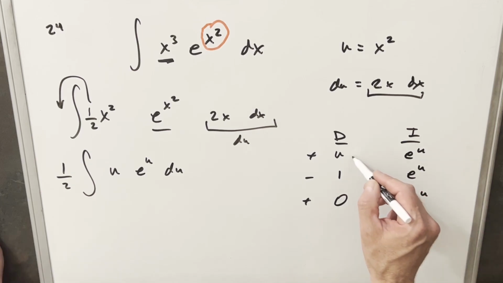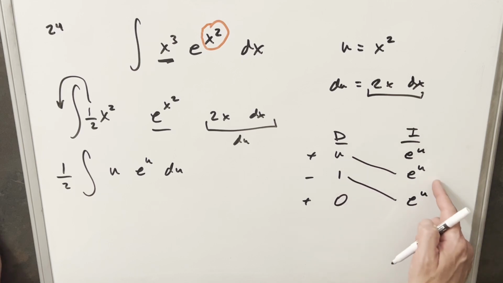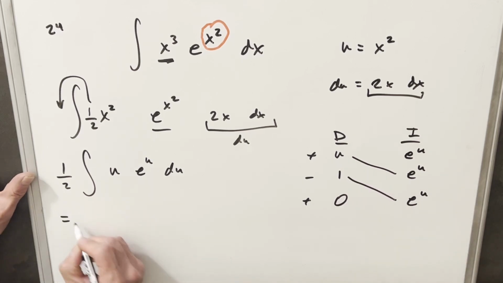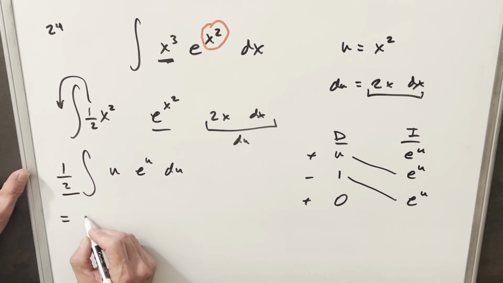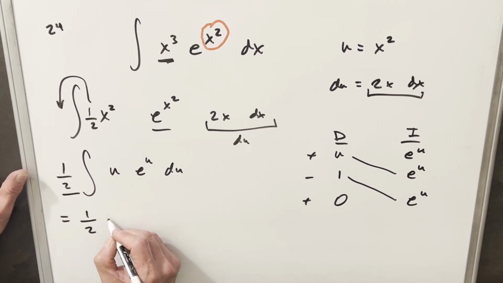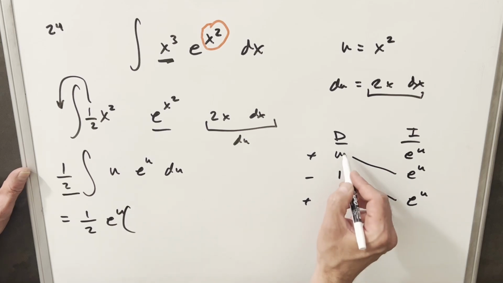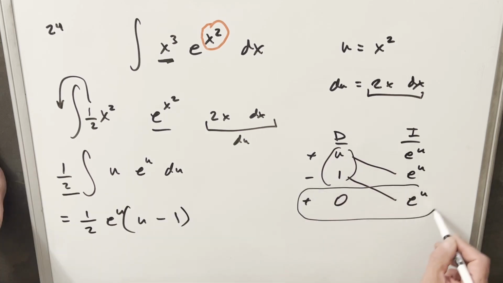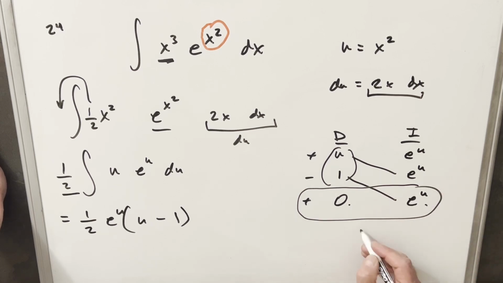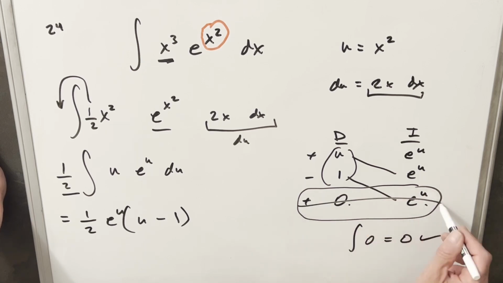Then we'll have part of our solution here on the diagonals in u, of course. And so when I write this, since we have e to the u in both of these, I'm just going to factor that out. And let's not forget this 1/2. So I'm going to write this as 1/2 e to the u, and then here we're going to have just u minus 1. Now this last column would be an integral, but because we have a 0, multiplying 0 times e to the u, the integral of 0 is just 0. So we're going to ignore this part.